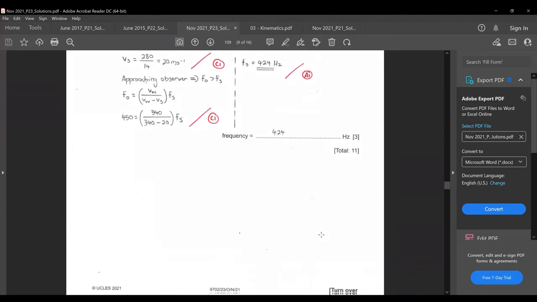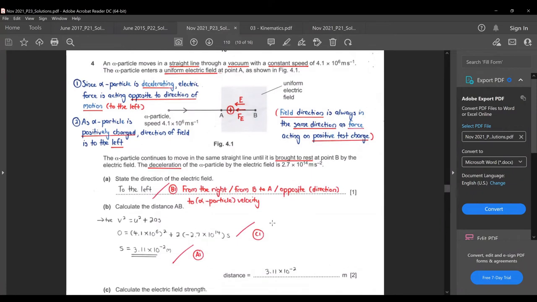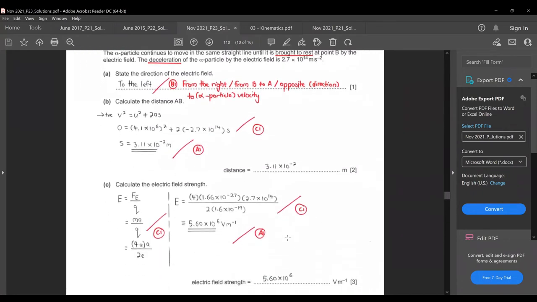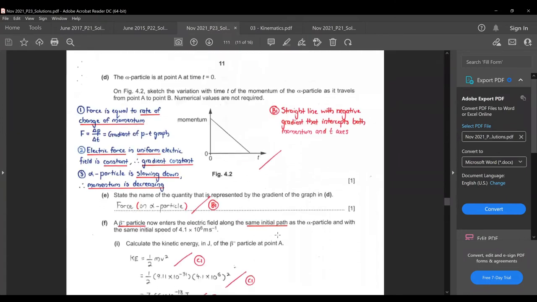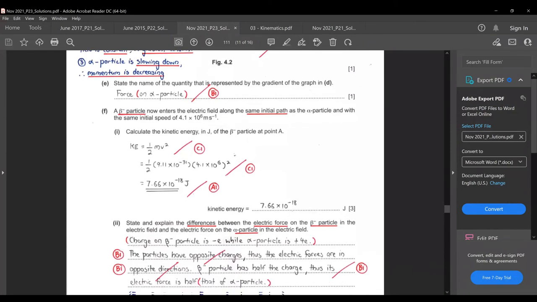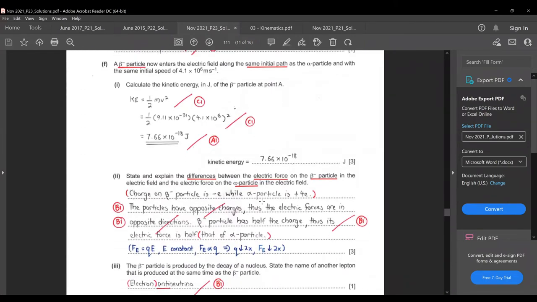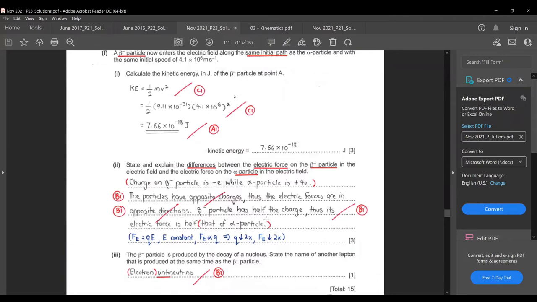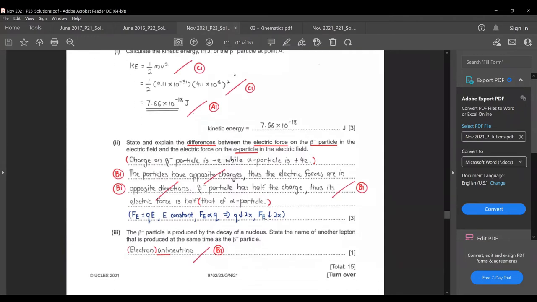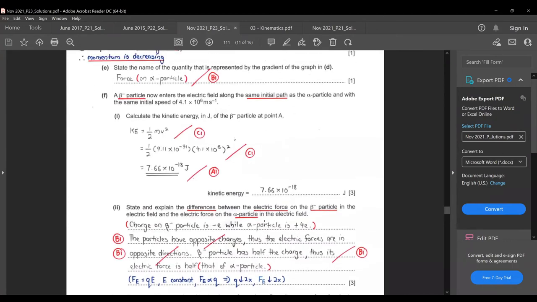Okay, then the next one is something to do with electric field. So this one I'll just skip for now. Electric field is no longer inside your AS. And then the last part is still talking about electric force. Never mind.